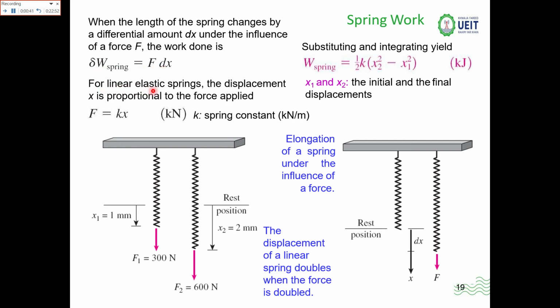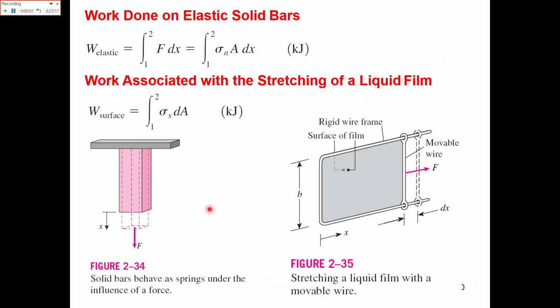For the linear elastic spring, the displacement x is proportional to the force applied. F is equal to kx. The final formula for the spring work is W is equal to F into dx, and further elaborating on it, the final form is W of the spring is equal to half k (x2 square minus x1 square).